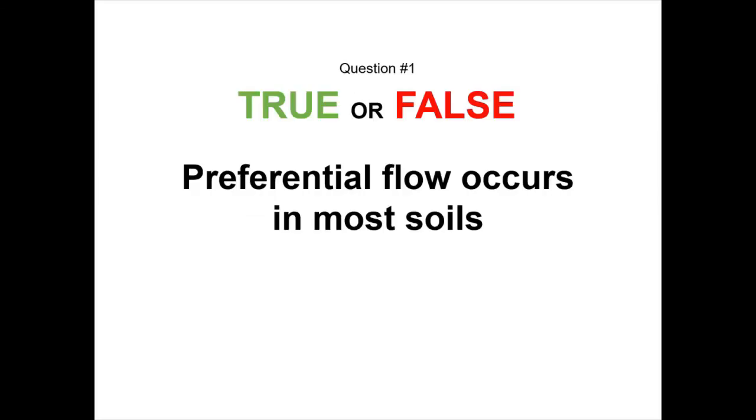I've oriented this presentation as a series of four true and false questions. You don't have to answer them out loud. You're not graded or anything, obviously. What I'm going to do is pose a suggestion like this: preferential flow occurs in most soils. And then we're going to go through why that is true or false. So that is the first question: preferential flow, does it occur in most soils?